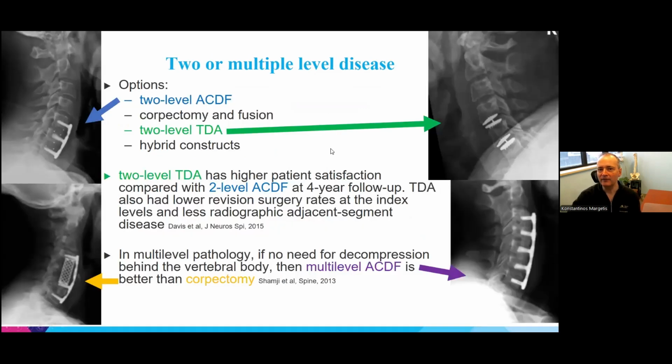For two or more levels, we can do a two-level ACDF or a two-level arthroplasty. For multiple levels, we can do a corpectomy, where we remove the vertebral body and we put a cage like that here, or we can do multi-level ACDFs. The criteria get very technical and very complicated, and I don't think they are for today's presentation. It actually can be a very hot, debated and controversial topic in our field.